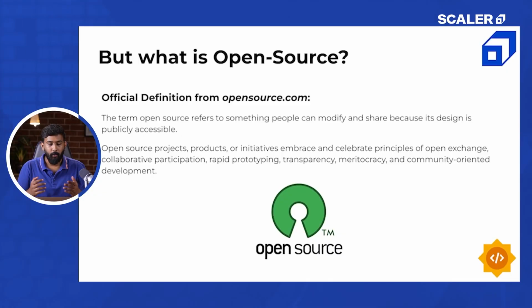It is just a bunch of people contributing code to something which is available publicly, right? Now, open source projects, products, or initiatives embrace and celebrate principles of open exchange, collaborative participation, rapid prototyping, transparency, meritocracy, and community-oriented development. Yeah, so this basically reiterates what I was saying. They are public software which you get access to, where you can modify, and then you can basically create a pull request, and then if it is merged, then you can pretty much add it to your resume, because now you're actively contributing to an open source project.